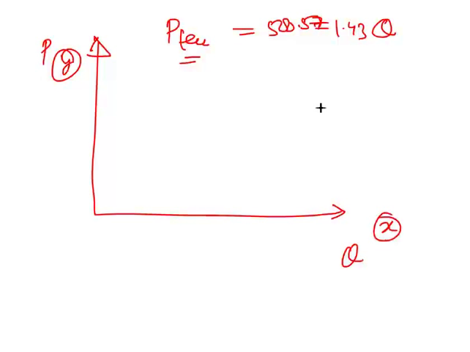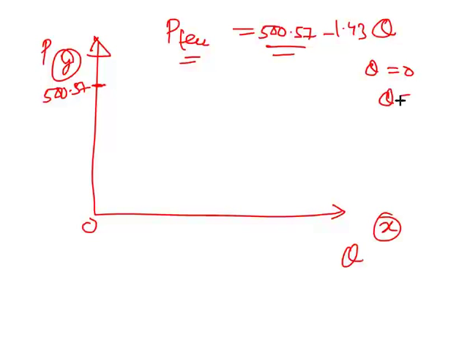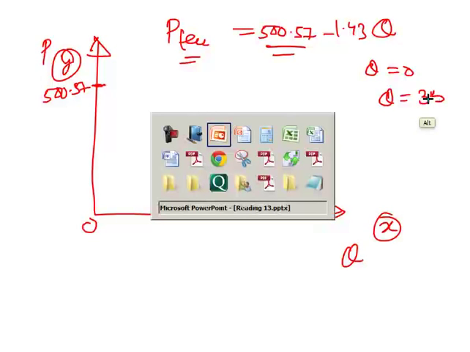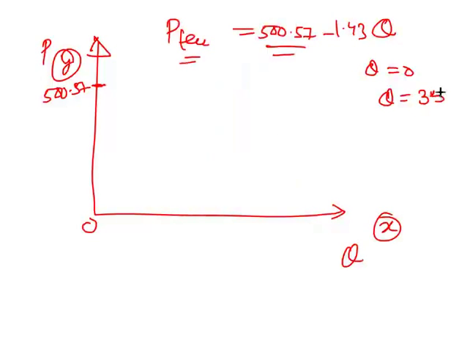Think about what will happen if the quantity is becoming 0. If the quantity is 0, the price that you are going to determine is 500.57. Now when your quantity demanded is 340 or 350, we have come up with the data which is 350. If your quantity demanded is 350, your price will be roughly 0.